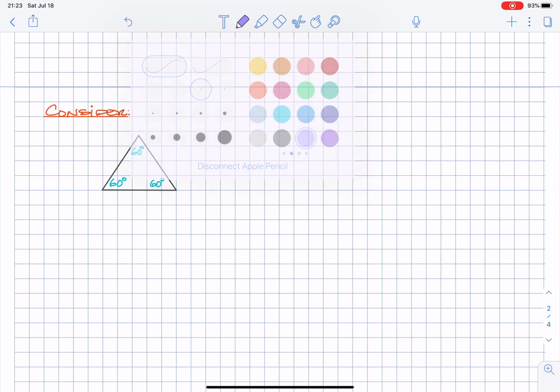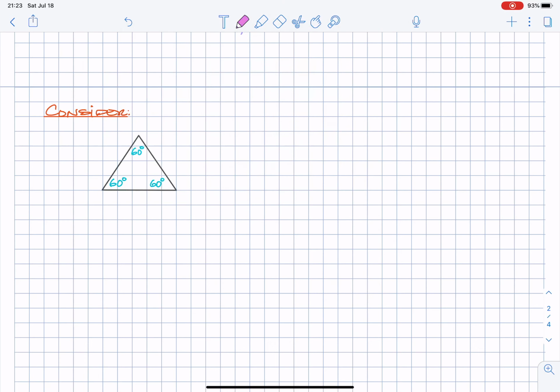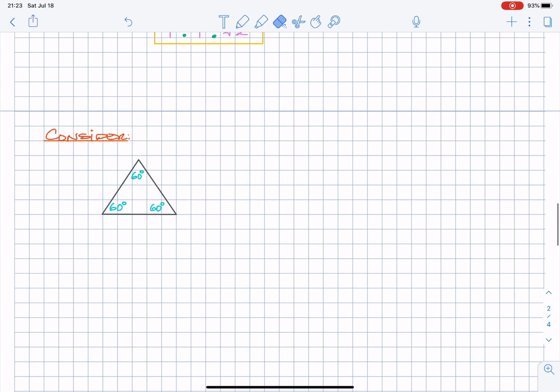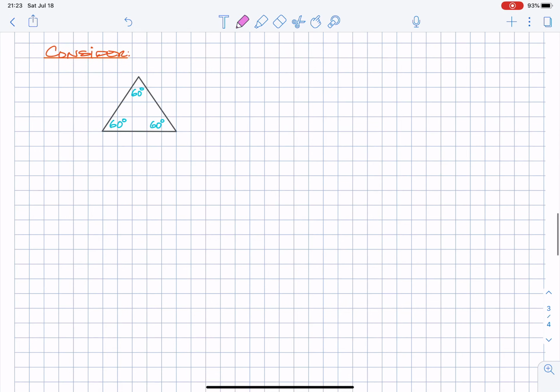Okay, and each of the sides, let's call it, oops, what have I done? I need to erase that little bit there. So let's call each of the sides 2S, just for convenience. You'll see why in a moment.